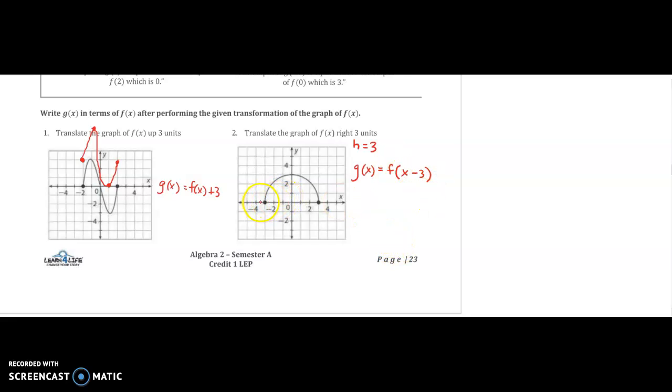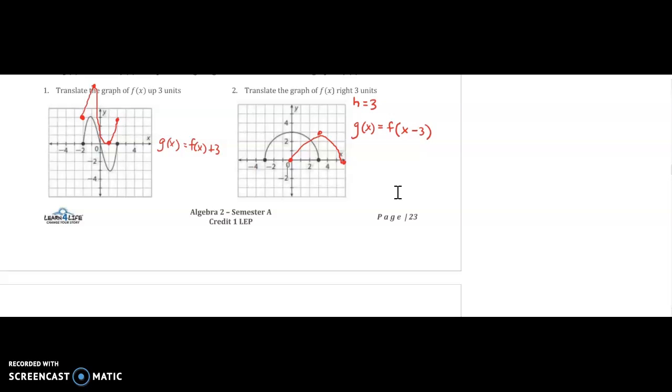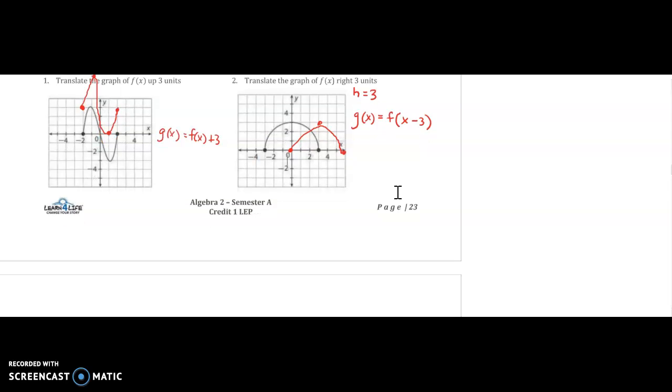All right, so right 3 units. 1, 2, 3. Bam. 1, 2, 3. Bam. Let's take this point too. 1, 2, 3. Bam. And here we go. So we just have to take that function, and it's kind of hard for me to draw it. It's probably hard for you too. But there we go. Right 3 units.